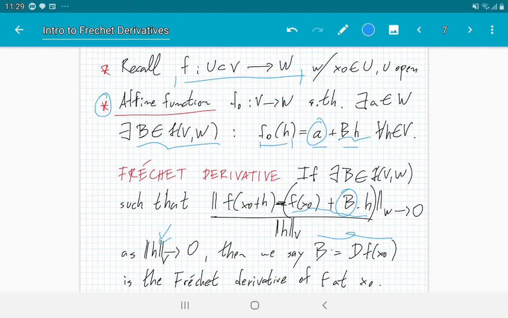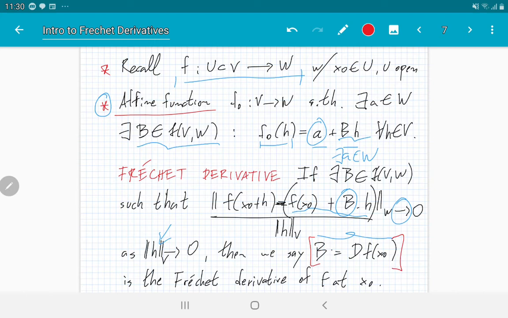And you could look at a different definition where you say if there exists a, and you replace this by a, then it's the same thing. You only have to check this definition with a. I mean, if this is true, then it must be that a equals f of x0. That's an exercise. But in any case, let's just say, okay, if this affine approximation is good, in the sense that the difference between f of x0 plus h and the affine function is smaller than h in the limit, then we say that f is Fréchet differentiable at x0, and this is the Fréchet derivative.